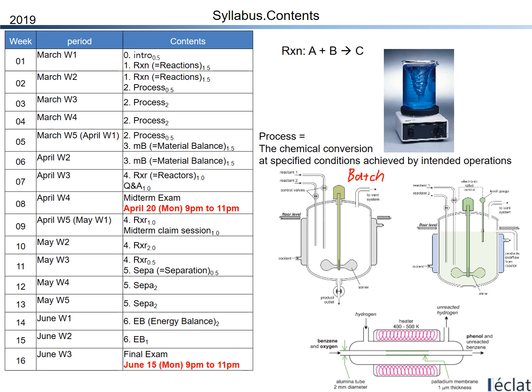Let's go to the second one. It is called CSTR, and C stands for continuous. And S means stirred. This is T. Stirred. Mixing. And then T, tank. Looks like a tank. Reactor.